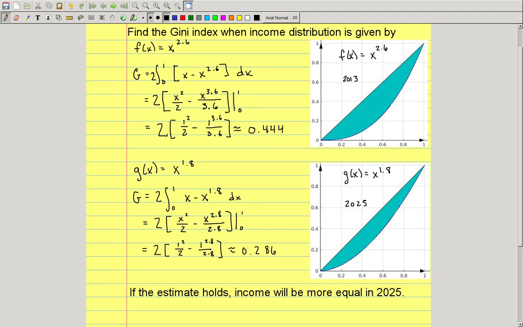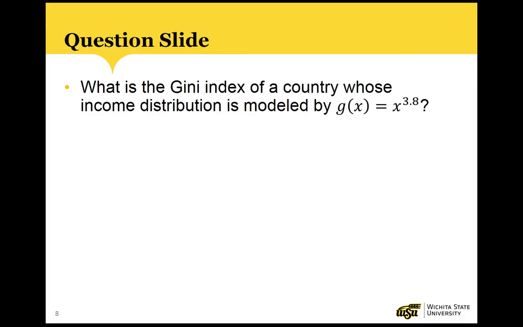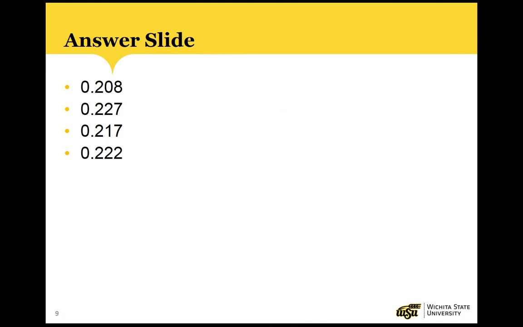All right, now it's your turn to do an example. What is the Gini index of a country whose income distribution is modeled by g of x equals x to the 3.8 power? Here are some potential answers. Please round to the 3rd decimal place.